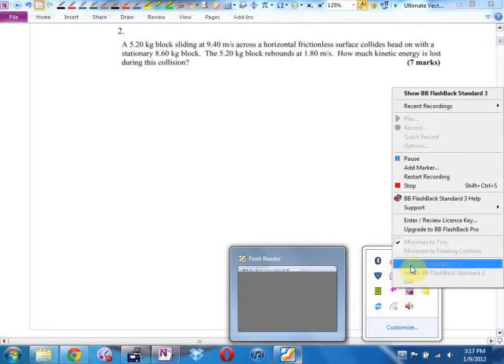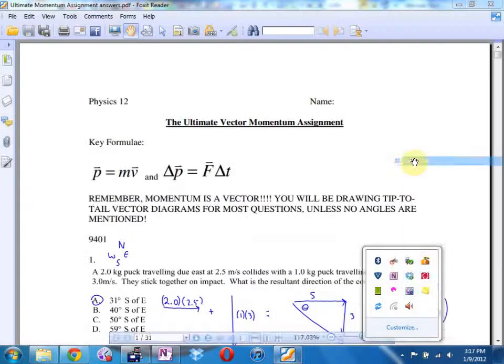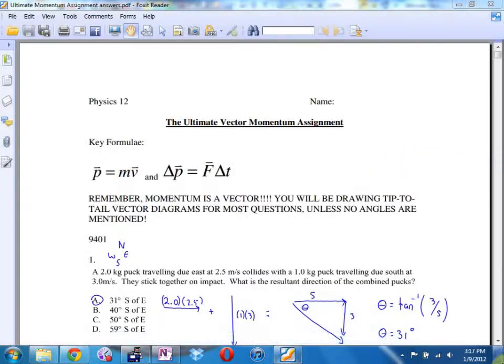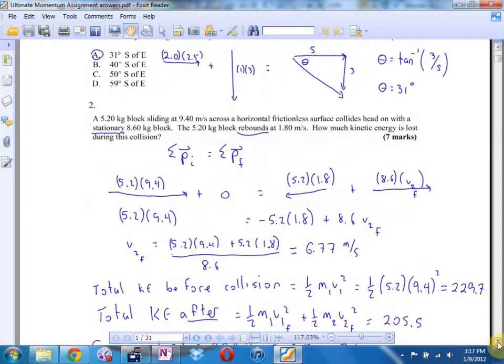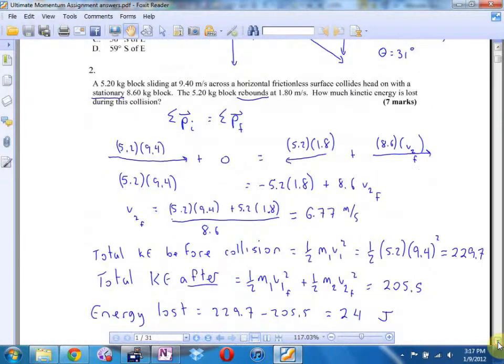That took a while. So I still used momentum. I let the initial be positive and then the rebound be negative. And they told me it's in a nice straight line, so I get a nice linear equation. That times that equals that times that negative plus that times that. I solve for V2. Except the total kinetic energy then, Trevor.